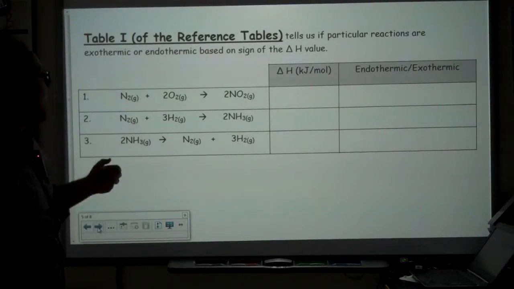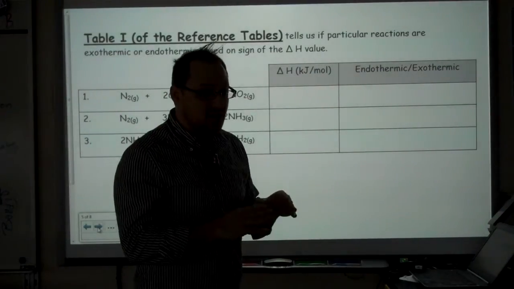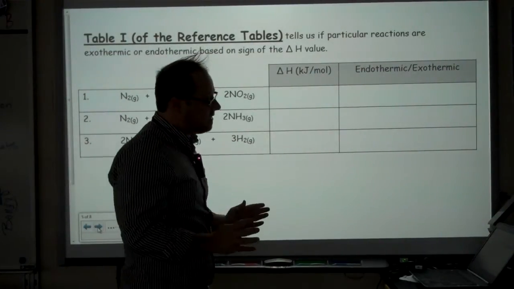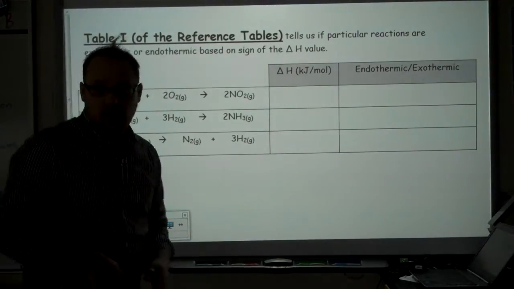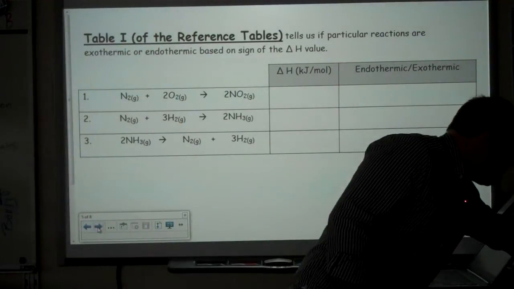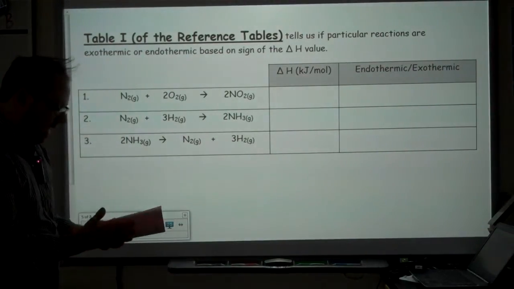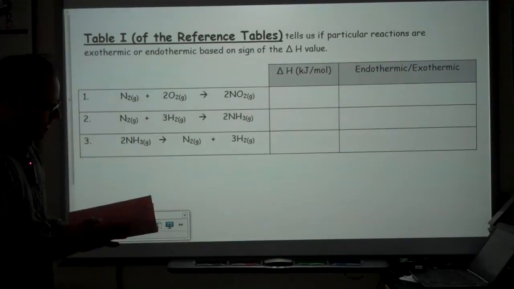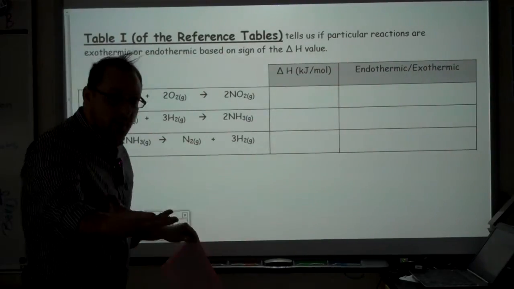Let's look at Table I. Table I is all about showing you what the heat of the reaction is in a numerical form. We'll get to the graphical portion in a little bit. So on Table I, reference Table I, what I'm going to do is look up what the delta H value for the reaction is. So I'm playing the matching game.